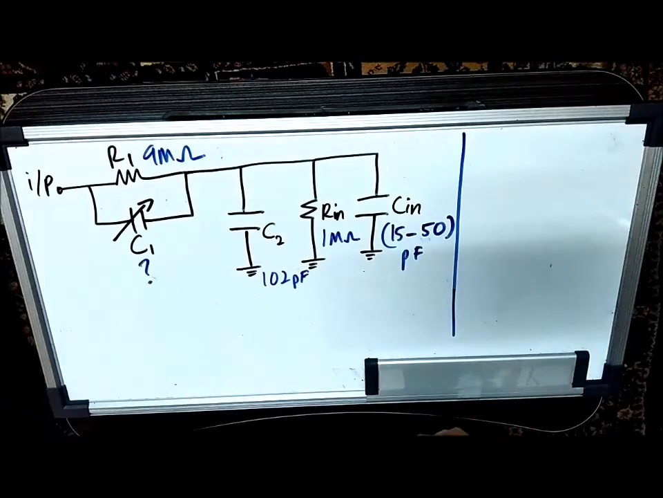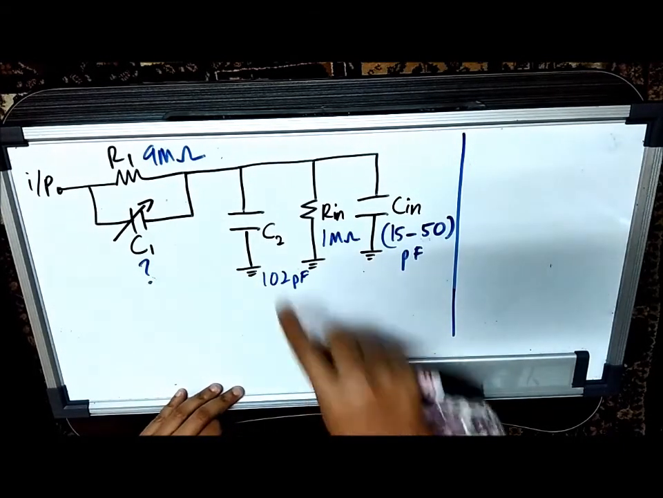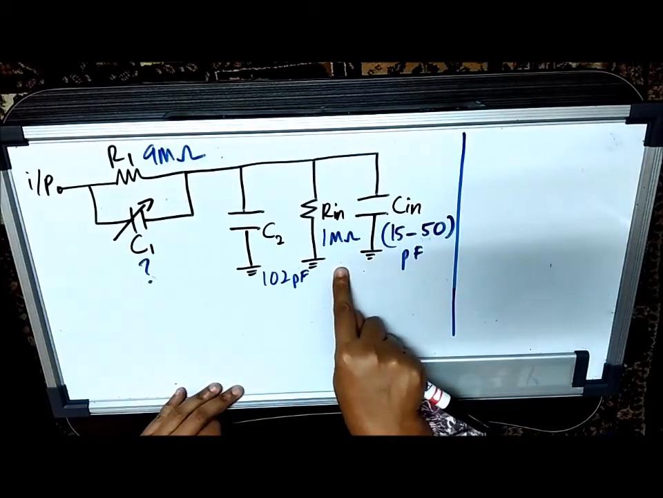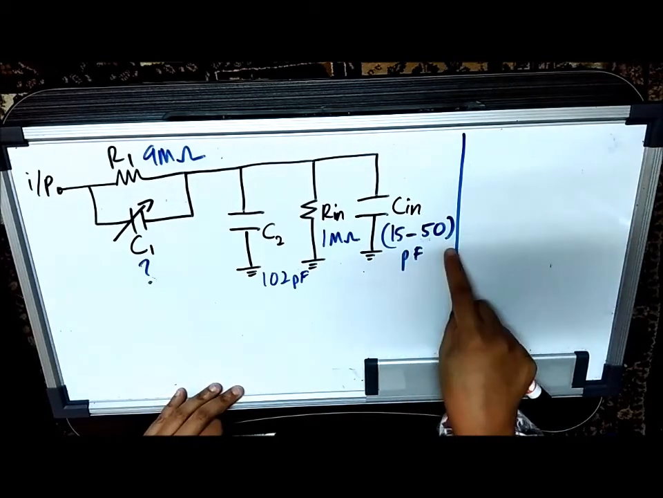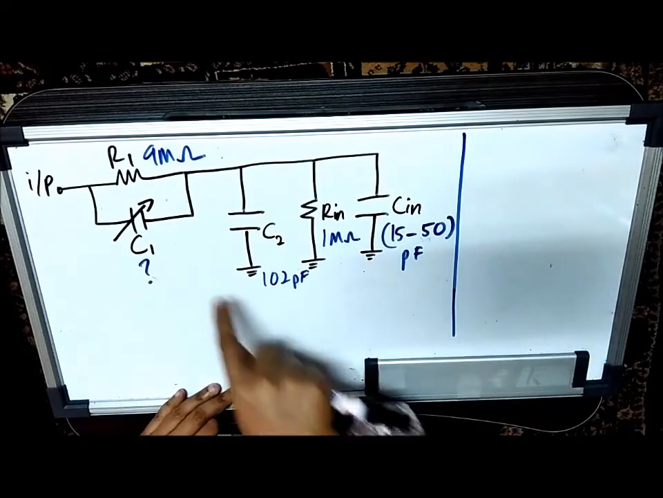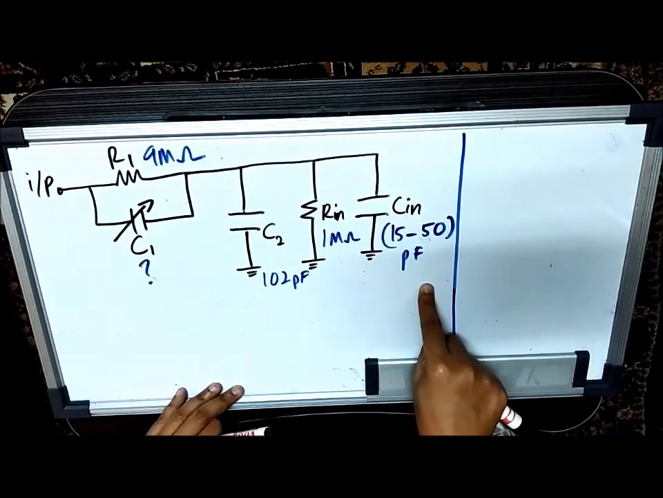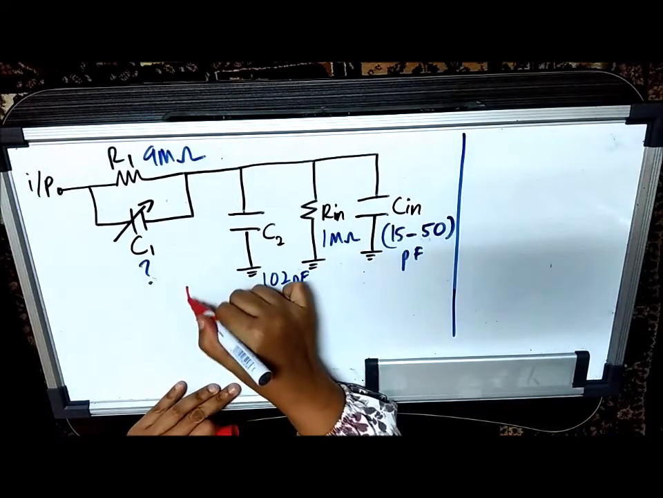So this is the ten-to-one probe in the example. You are given R1 equivalent to 9 megaohm. The cable capacitance is 102 picofarad. The input resistance is 1 megaohm. And the input capacitance has a range between 15 to 50 picofarad. So the question asks you, what is the range for the adjustable capacitor when you have this range for your C in? The question asks you to use the time constant, which is RC.